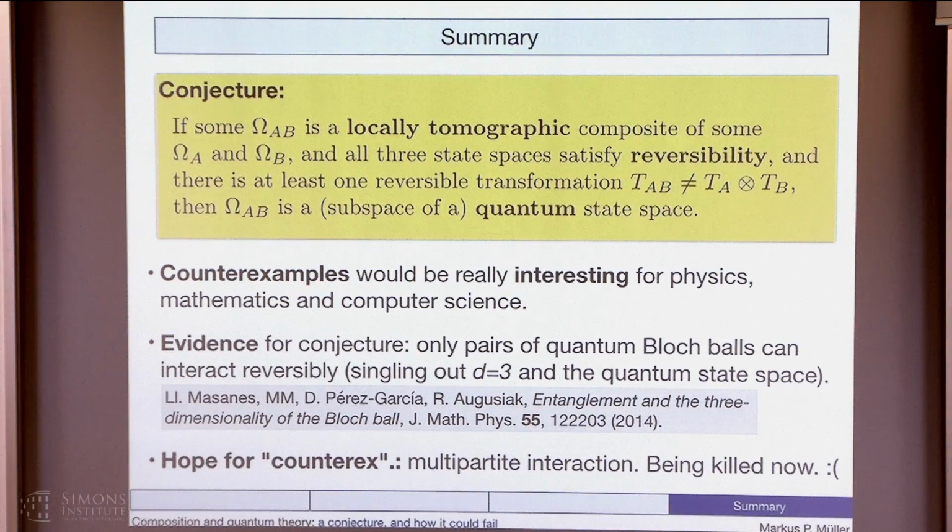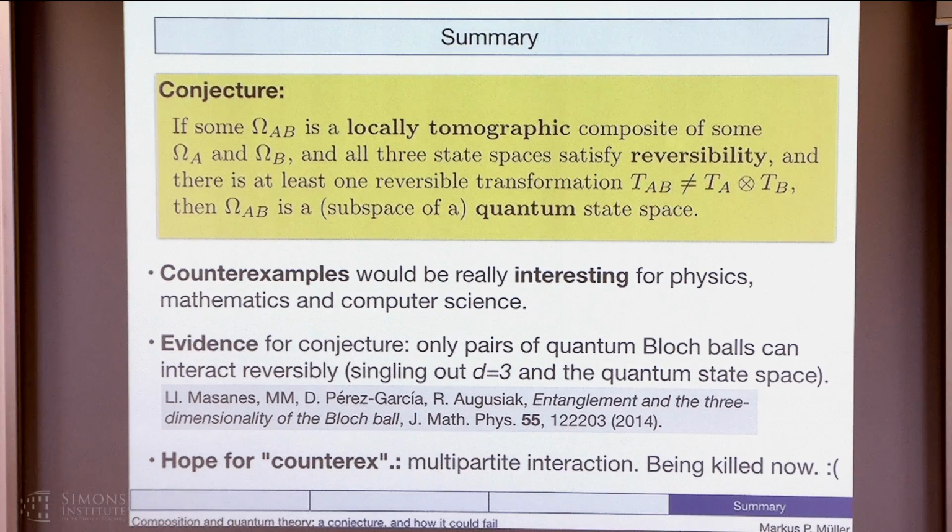Okay, so just to sum up, what I've done here is I've given you a conjecture about local tomography and reversibility implying quantumness, basically. I explained to you that counterexamples to that would be really interesting. They would be interesting for physics, mathematics, and computer science, but we don't know any of these counterexamples yet. There's certain evidence for this conjecture, namely if you take pairs of these Bloch ball state spaces, then they can only interact reversibly in this framework if the dimension is 3, and you have exactly the quantum state space.